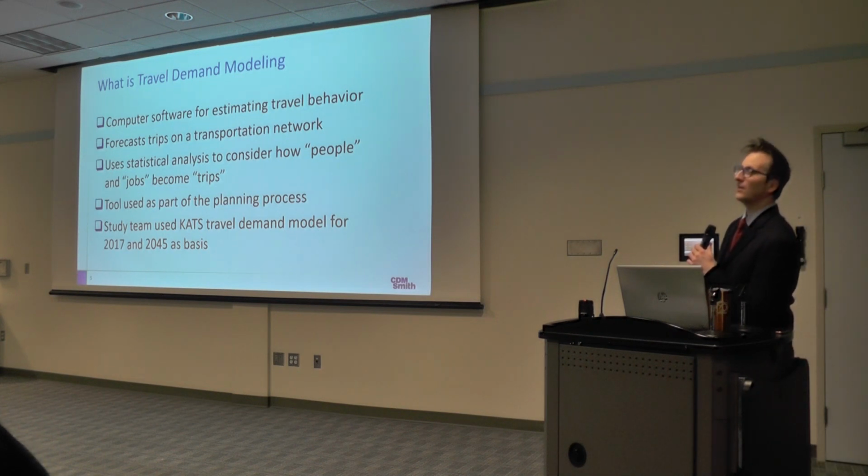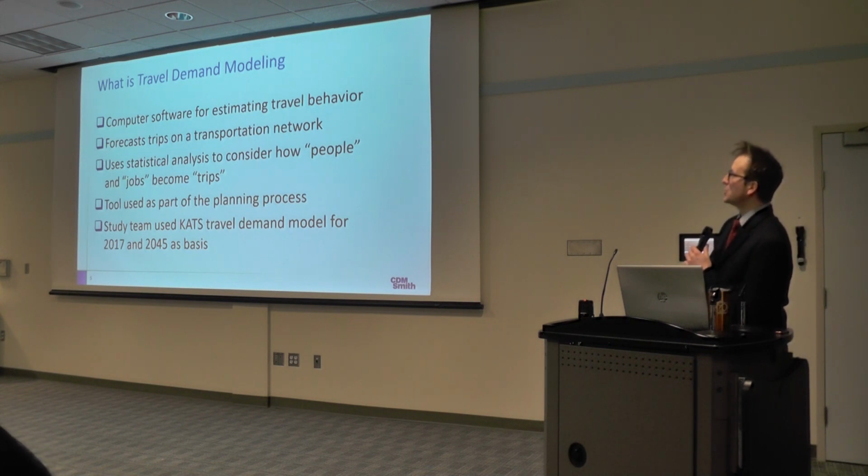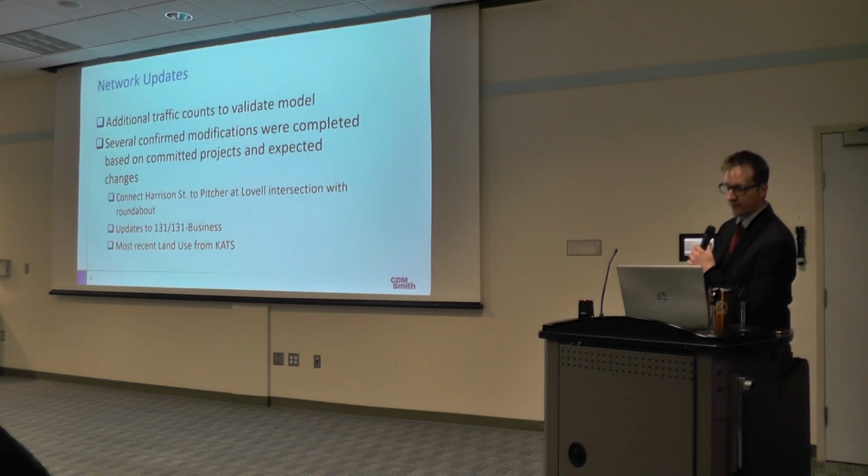Our particular travel demand model is based on the CATS model, which uses 2017 as the base year, and then also 2045 as a future year. So it's looking at what's going on today, or around today, and then what is going on sometime in the future, so we can plan for the future.